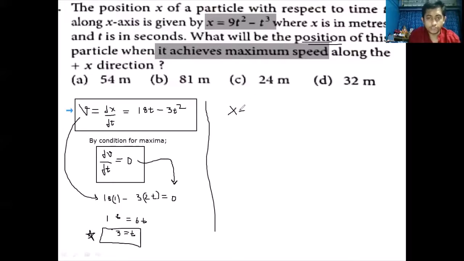So in order to find the position, we'll say that x is equals to 9 into t square minus t cube. So t is 3. So it is 9 into 3 square minus 3 cube. So let's take 3 square common. If I take 3 square out, then within bracket I should get 9 minus 3. Now 3 square is 9. So it is 9 into 9 minus 3 is 6, and 9 into 6 is 54. So the correct answer is option A. Easy. Let's move on to the next question.